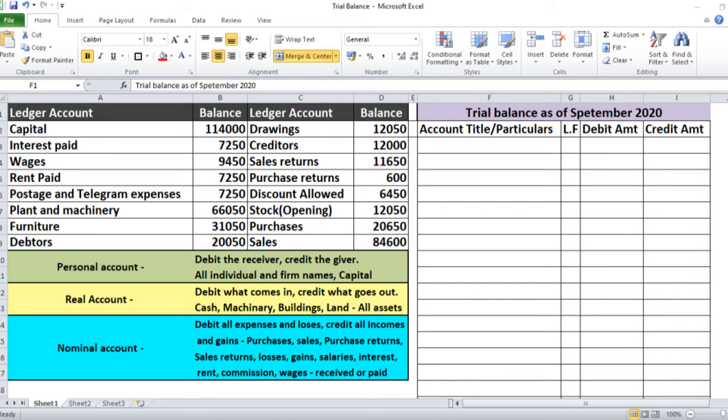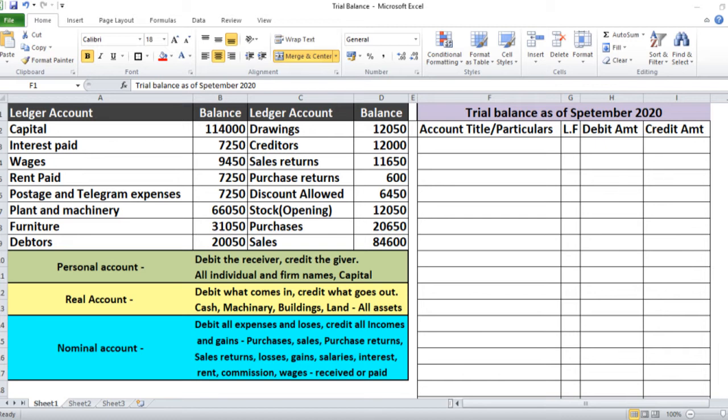Now we'll see the trial balance pro forma. In this pro forma, we have 4 columns, that is account title or particulars, LF number, debit amount and credit amount. In account title, we will mention the ledger account name, and in the LF number, here I have kept it blank for my presentation sake. Ledger folio number is the page number in which this account appears in the ledger. In the debit amount column, we will mention the debit amount, and in the credit amount column, we will mention the credit amount. Now we will see the problem for trial balance.